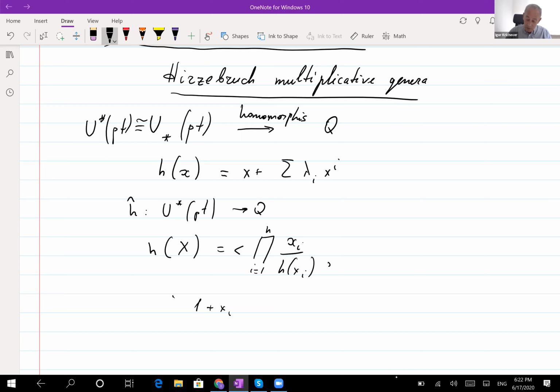So if we introduce the product of xi over h of xi equals 1 plus c1 plus c2, and so on, this is the so-called Todd generator. Replace any corresponding symmetric combination of xi by Chern classes, evaluate on the fundamental class of X, and you get a number. It's a rational number. So all homomorphisms from unitary cobordism to rational are defined in such a way by a formal series. And that's called Hirzebruch multiplicative genera.